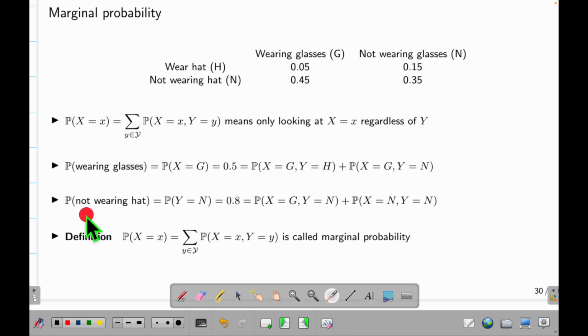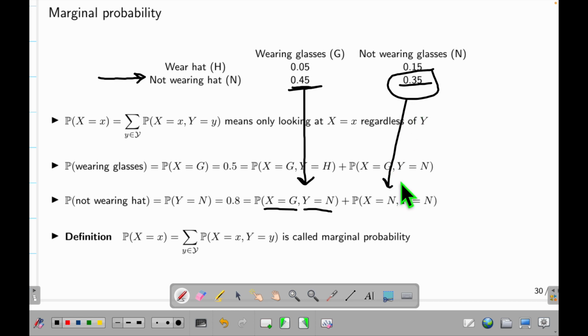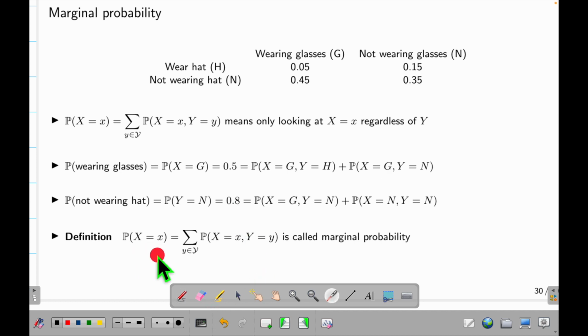And then suppose we are considering the probability of not wearing a hat. So it means we are looking at this. That means we don't care about wearing glasses or not wearing glasses, so we should sum these two numbers. This number corresponds to this one: X has glasses, Y not wearing a hat. This 0.35 means X has no glasses, Y is wearing a hat. So these two numbers added together, 0.45 and 0.35, give us 0.8. This is the kind of probability we get when we are given a probability table that is a joint probability.